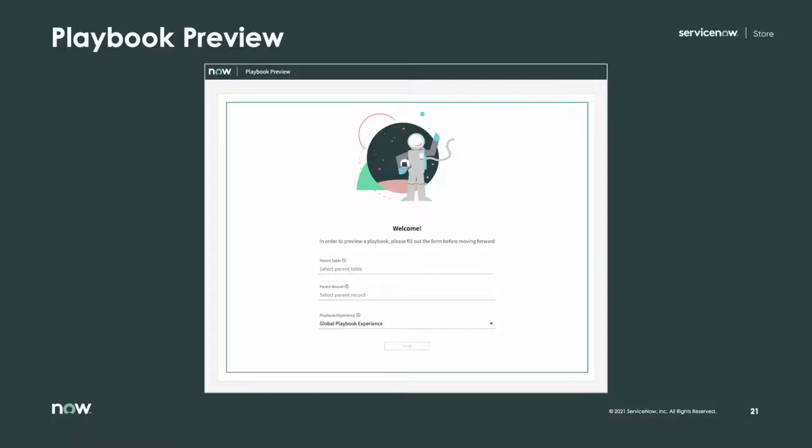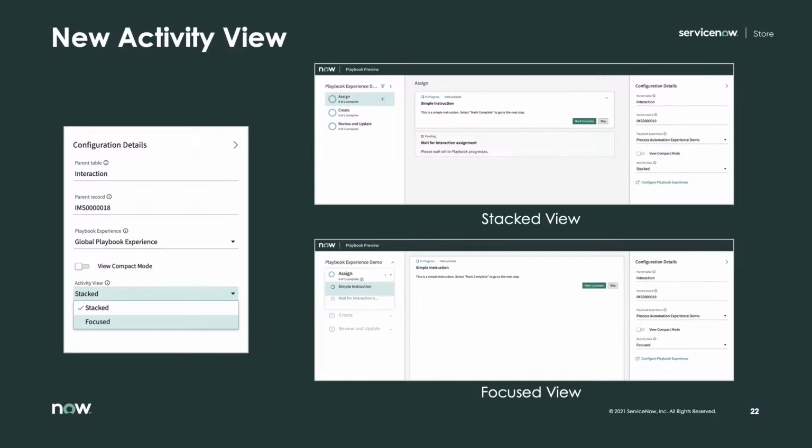Okay, this one's pretty straightforward. I'm not going to spend a lot of time on it, but simply put, the Playbook preview in Rome improves the experience of building a playbook in Process Automation Designer because it provides you the means to preview a playbook while you're building it. Not much to be said there, very handy, easier to build and debug. The new activity view allows agents to focus on one activity at a time.